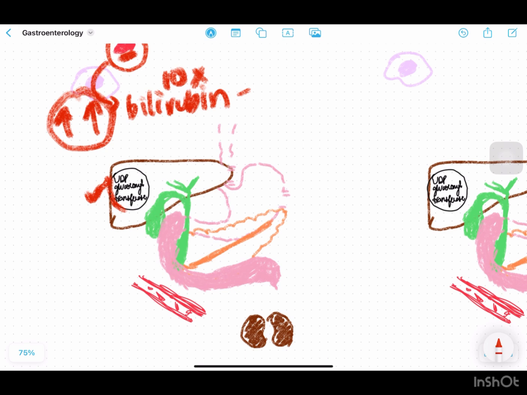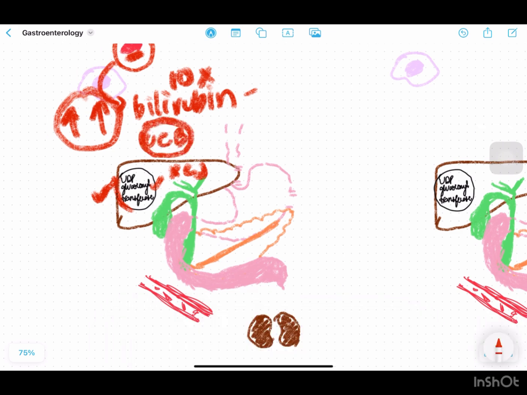The liver is going to try to compensate by increasing its conjugating capacity and the enzyme, but it can do so only up to a certain extent. So there can be a little more than X, but not enough to cover all the bilirubin being produced. So we will be left with a lot of unconjugated bilirubin.